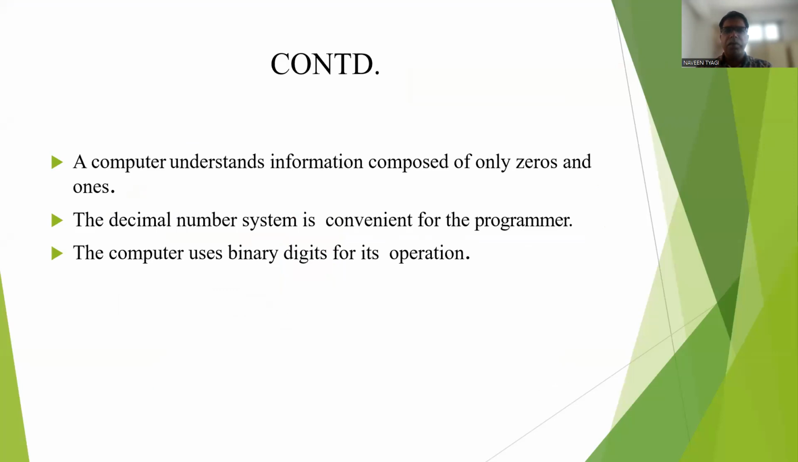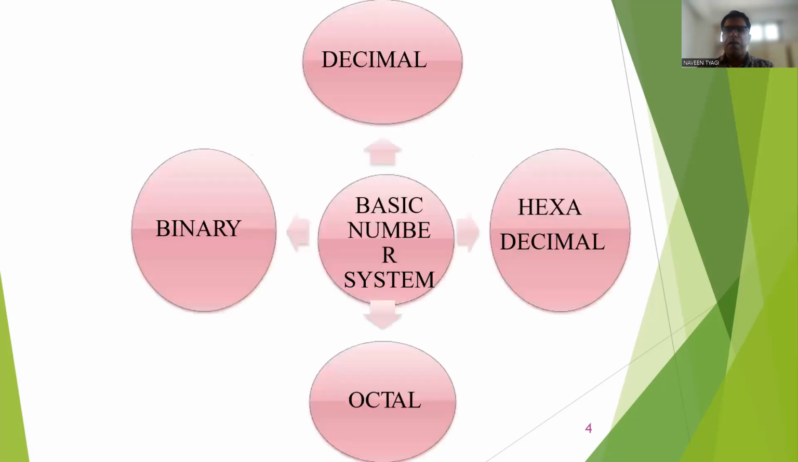Here, a computer understands information composed of only zeros and ones. The decimal number system is convenient for programming. A computer uses binary digits for its operation. We have different number systems: decimal number system, binary number system, hexadecimal, and octal system.